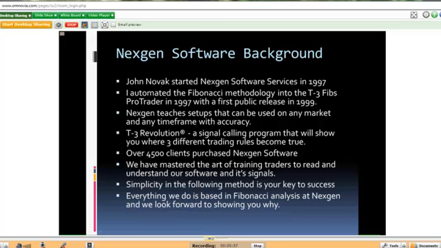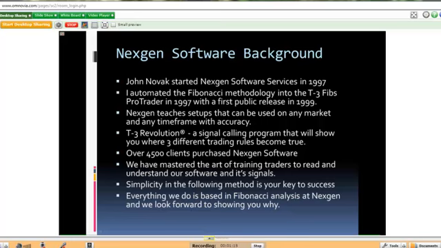I started Next Gen Software Services back in 1997, and prior to that, I was taught how to do manual Fibonacci support and resistance, and it really encompassed hours worth of manual Fibonacci calculations, sorting and ranking, and we used to teach seminars on how to do this manually. And that's really what got me inspired to write this software program, because, we'll call it laziness.